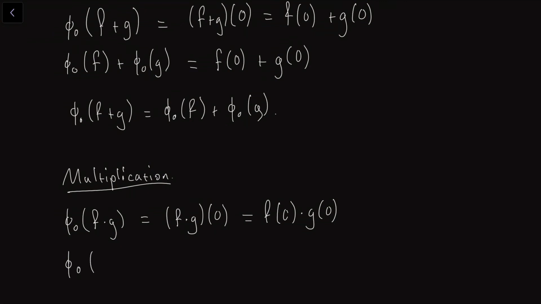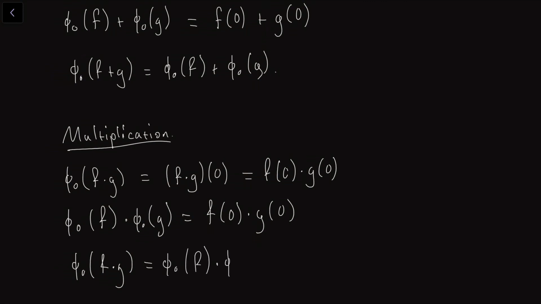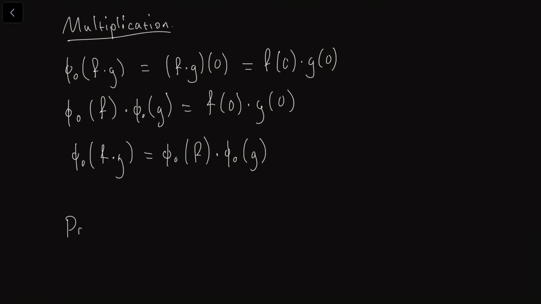And similarly, if we look at phi sub 0 of f times phi sub 0 of g, so evaluate first at 0 and then multiply, well, this is just going to be f of 0 times g of 0, and this is exactly the same as if we multiply first and then send to the evaluation. So phi 0 of f times g is equal to phi sub 0 of f times phi sub 0 of g. Okay, so this evaluation map preserves multiplication.